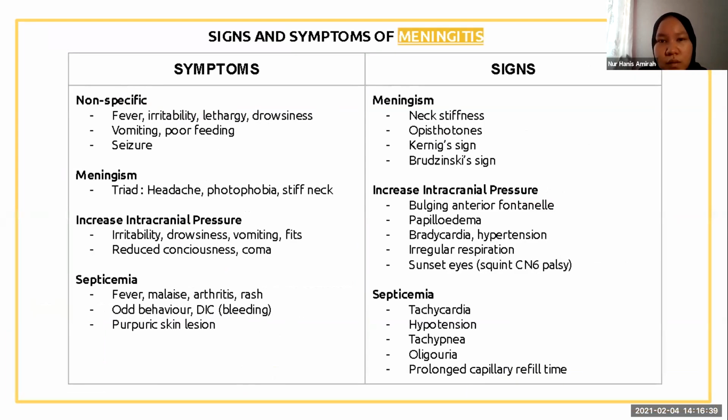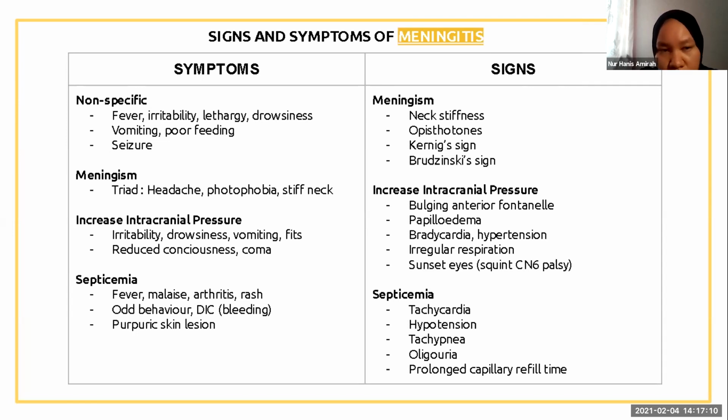And then for the signs and symptoms, actually, when patients come to the hospital, we cannot really differentiate between the features of meningitis and encephalitis. So to reach the diagnosis, we need to depend on three things: the clinical features, physical examination, and also the investigation. Okay, for the symptoms of meningitis, the patient might present with non-specific symptoms, which is fever.